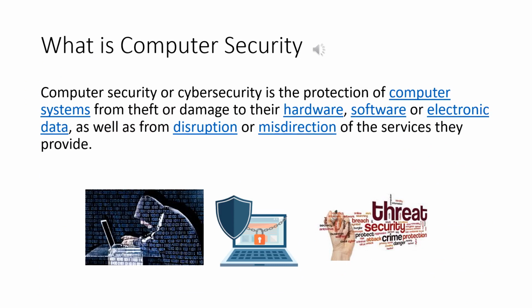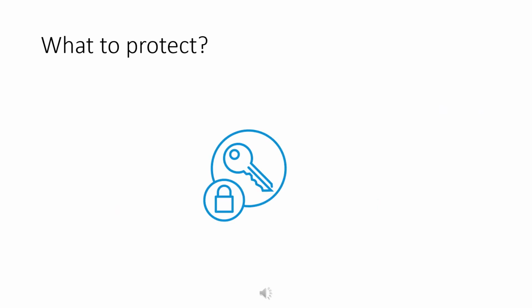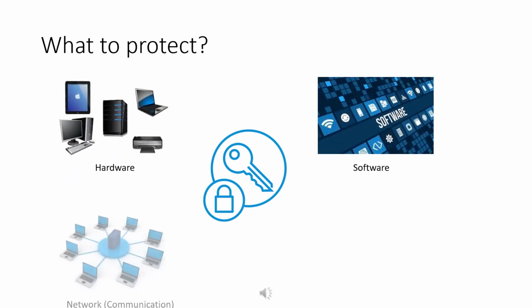Before we go to the deep of this topic, let's get some basic understanding what computer system security is. Computer security or cybersecurity is the protection of computer systems from theft or damage to their hardware, software or electronic data, as well as from disruption or misdirection of the services they provide. In computer security, there are 4 computer-related assets that need to be protected. They are hardware, software, network, and data.